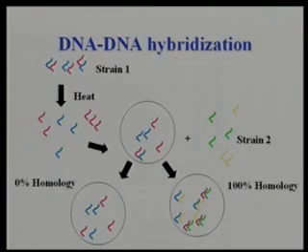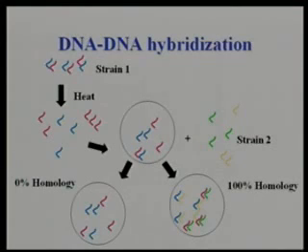So in the two extreme cases, if there's essentially no homology, none of the DNA from this strain would stick to the membrane. That would be 0% homology. In the other case, if essentially all of it stuck, that will be defined as 100% homology. And these are definitions. It doesn't mean anything beyond that.